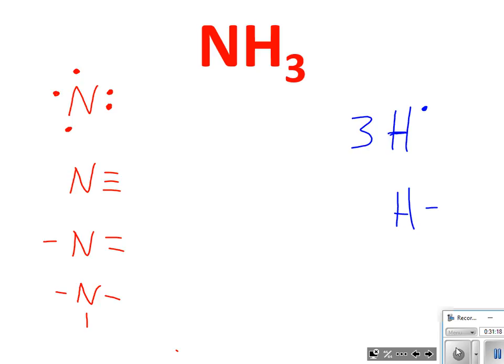Now, as I look at this, rule out what you know is not going to happen. Are we going to have a triple bond? No, we're not. Are we going to have a double bond with a single bond? No, because hydrogen's not going to double bond. Okay? So are we going to have a single bond? Yes. So we're going to have nitrogen in the middle, and we're going to single bond the hydrogens.